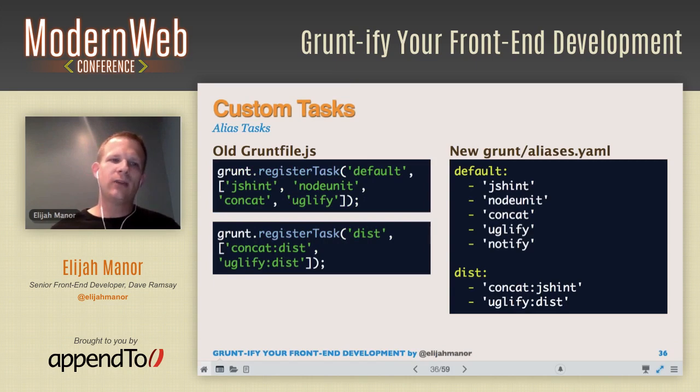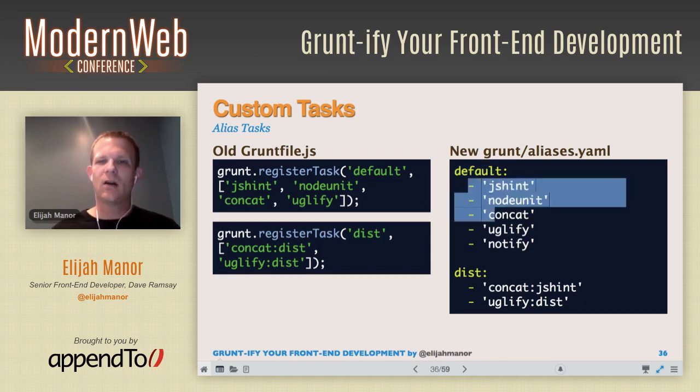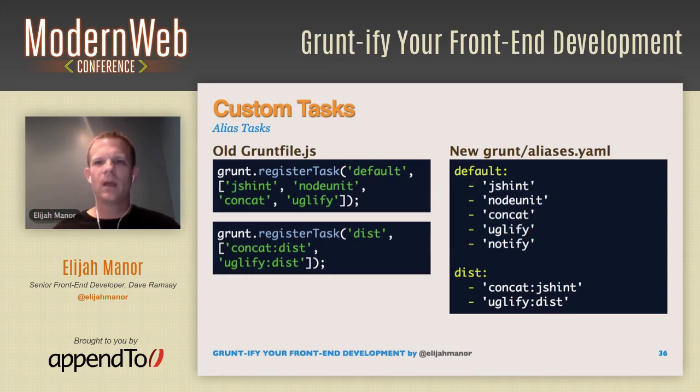In our old grunt file, we had grunt register task default, and then we listed all the things to do. And then we had a test, but you also could have a dist. This is how you do it in the new land. Under grunt, you'd have the aliases YAML, and here you define default, and then you would just list all the items that you want to run. And if you've never used YAML before, it's pretty easy to pick up. You just use these dashes, and it will create that into an array, much like what this is over here. Same thing with this. You tell it what you want to do, and it just maps it right over. So it's really kind of nice. So you have one main file to go to for all the tasks, and then each individual file for each subtask.